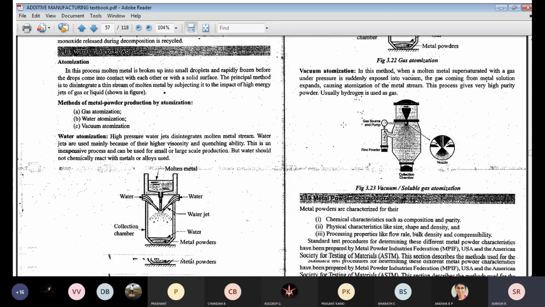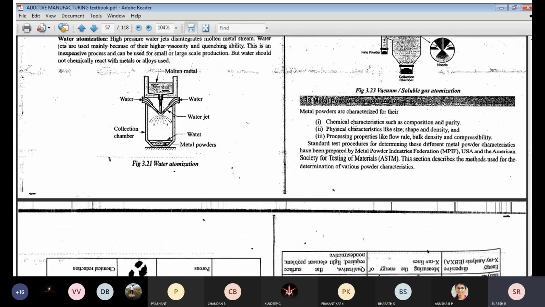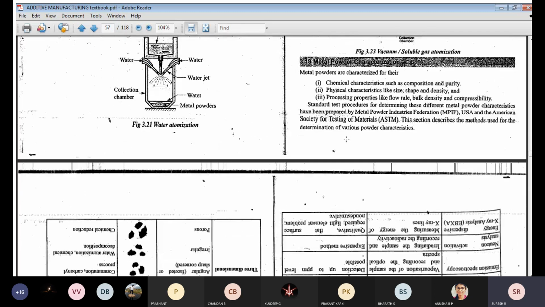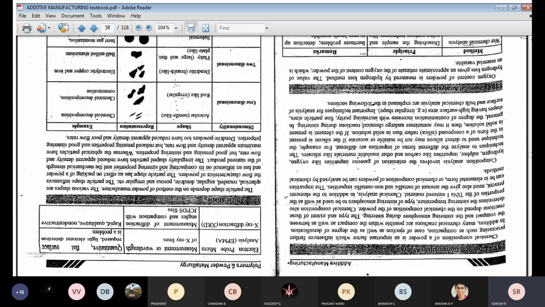So we're going to wind up over here. In the next class, we're going to look at the metal powder optimization process, the particle size distribution and other important topics. By the next class, we're going to wind up this module 3. So any questions, guys? Any questions?